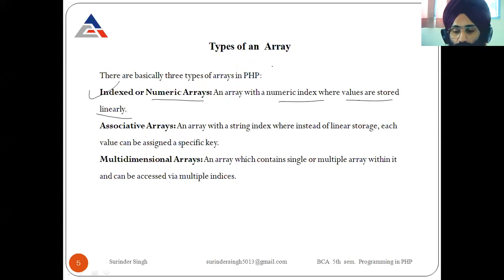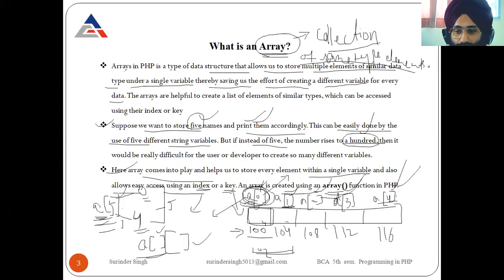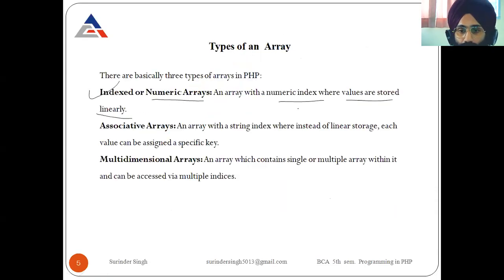As we see in this example, this is an example of an indexed array. Here index values are numeric. It is also called a numeric array in PHP, and indexes are assigned to elements automatically, starting from 0, next index will be 1, next 2, next 3, and so on. Starting from 0, 1, 2, 3, 4, 5. This is called an indexed array, or numeric array.